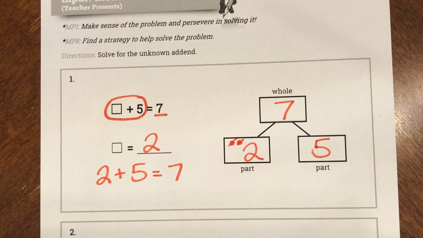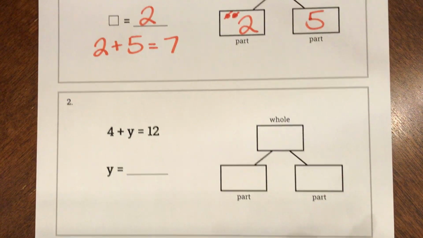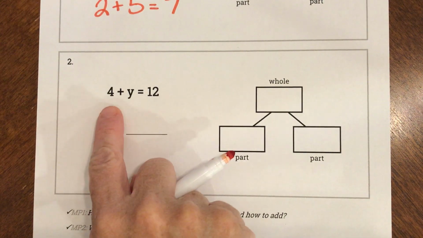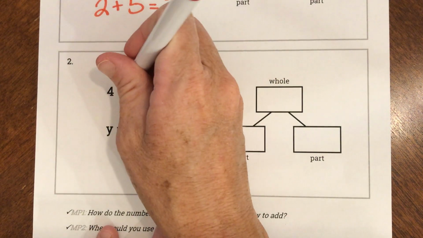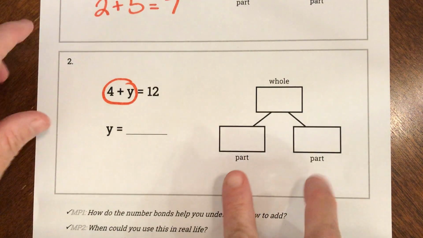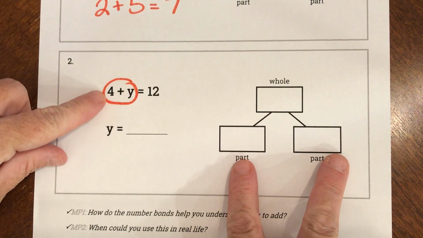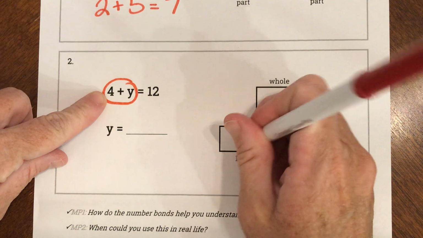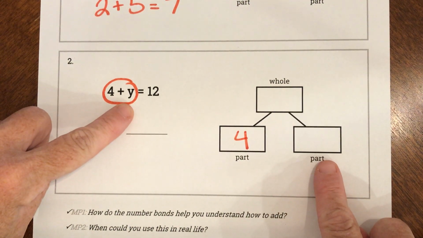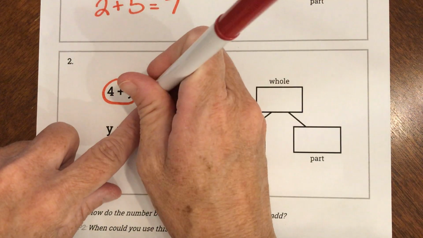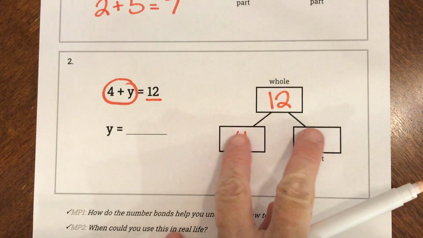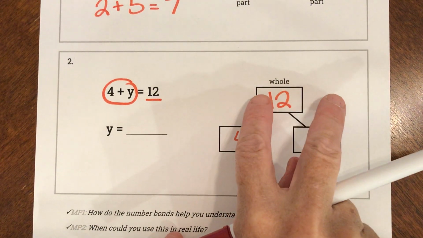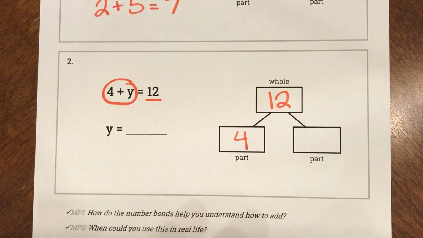Okay, let's do another one of those. This time my problem or equation says 4 plus y equals 12. Okay, so let's look at our two addends. And our addends are our parts. My first part or addend is a 4. My second one is a y. This is my unknown. I don't know what it is. And then my sum or my whole is 12. So my two parts or two addends have to equal my whole, which is my sum.